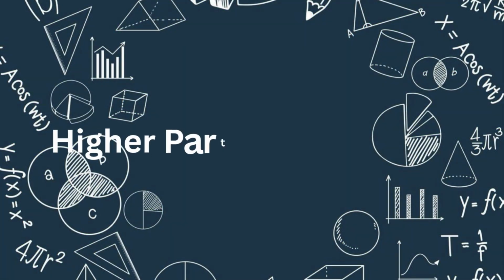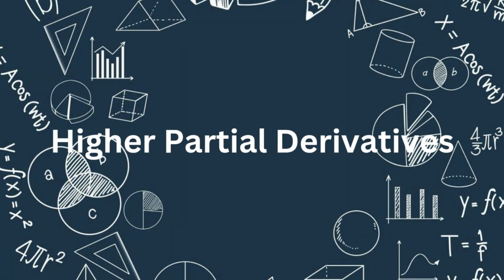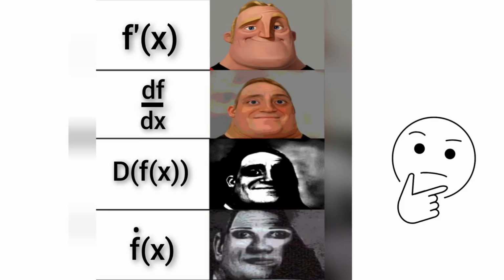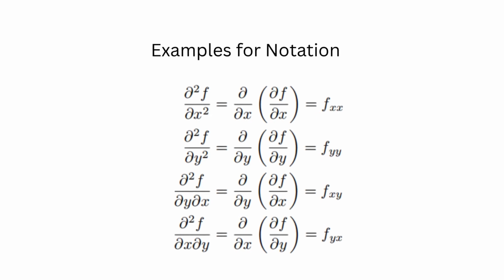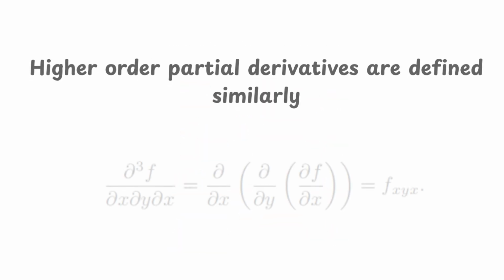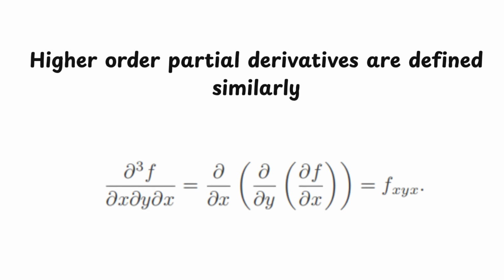Hey everyone, today we're leveling up from basic partial derivatives to higher order partial derivatives. These are just partial derivatives taken multiple times. Think of them as asking, how does the slope change, of the slope? These notations are commonly used in partial differential equations. Higher order partial derivatives are like taking multiple layers of derivatives.